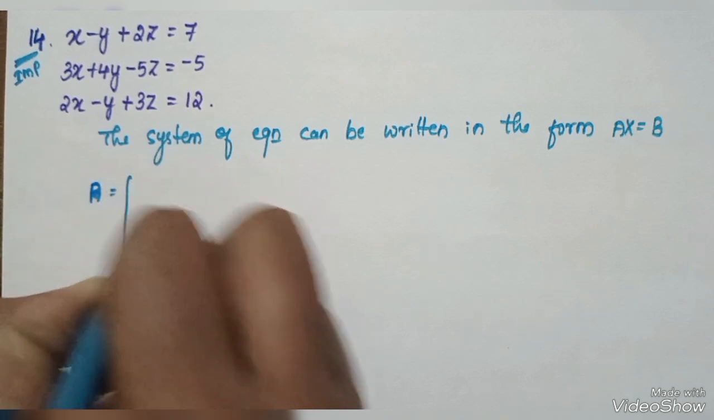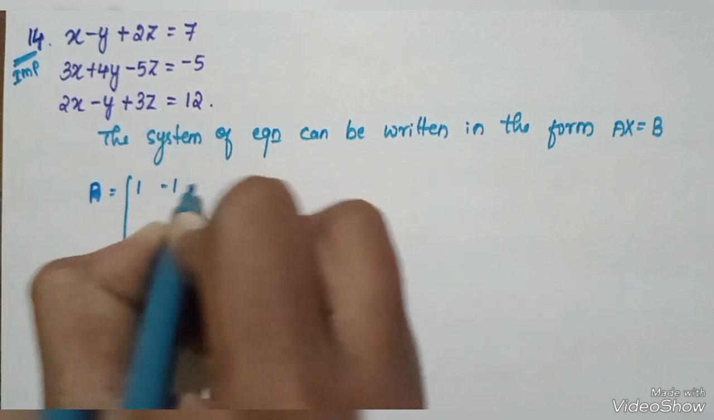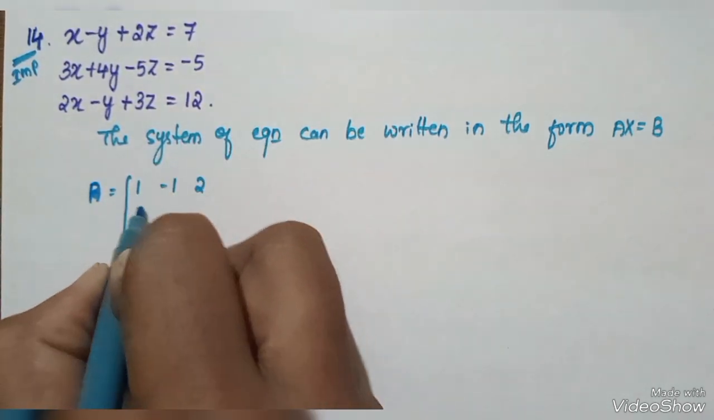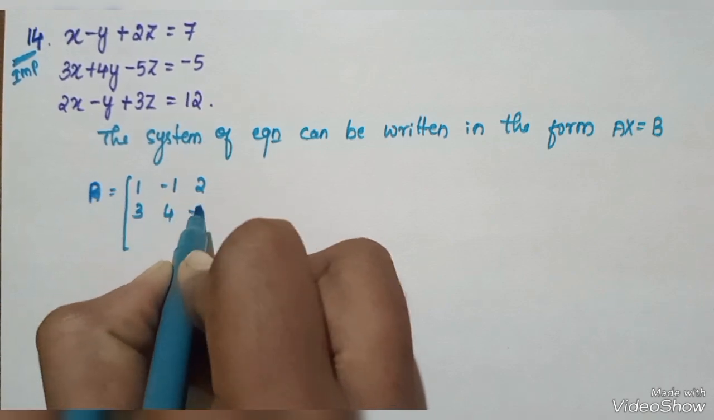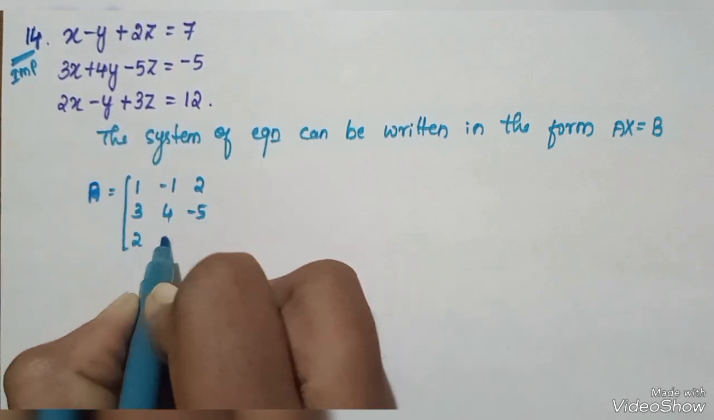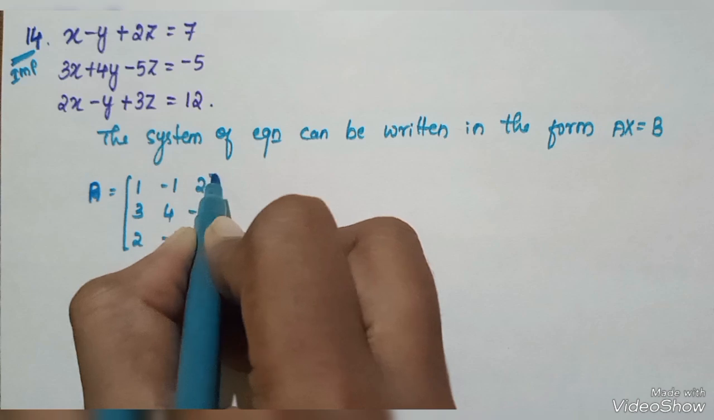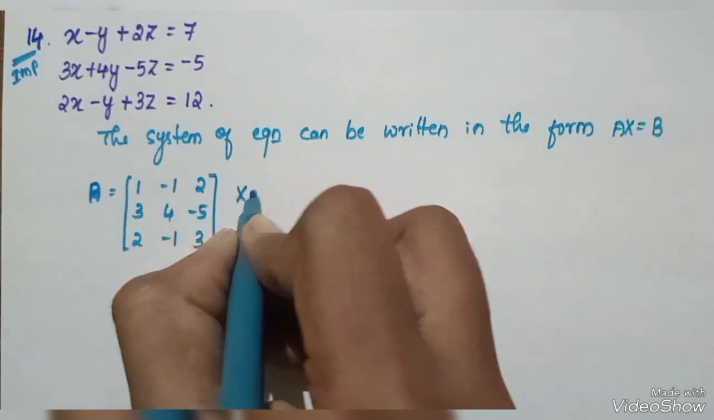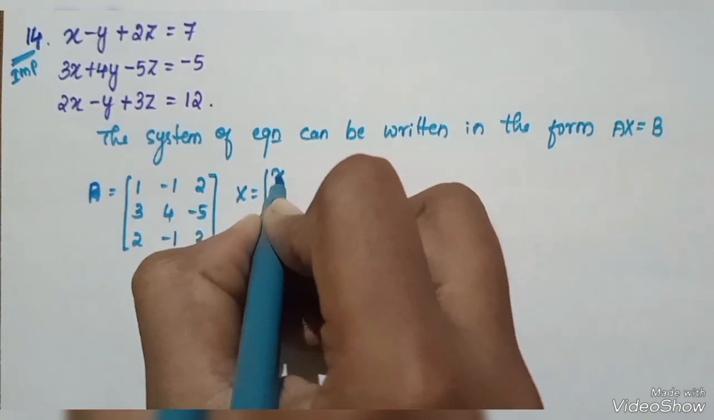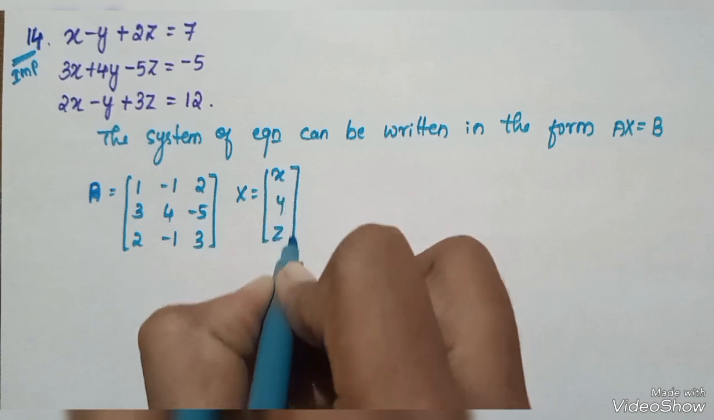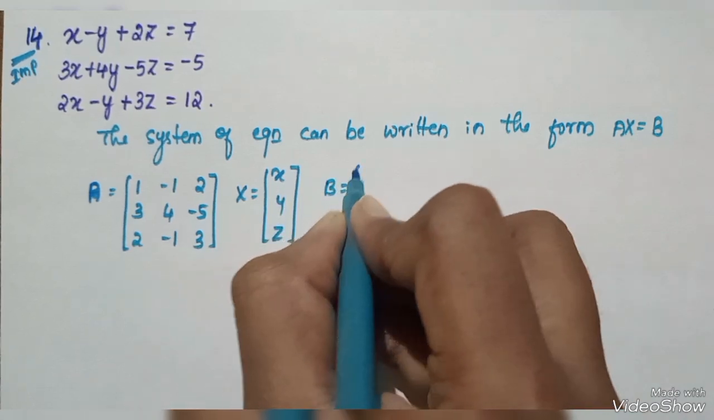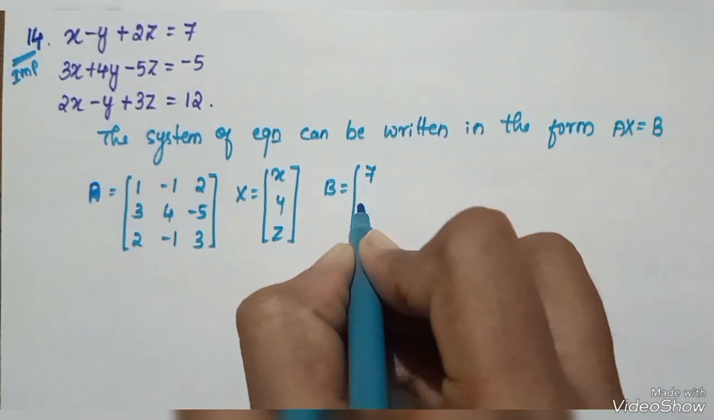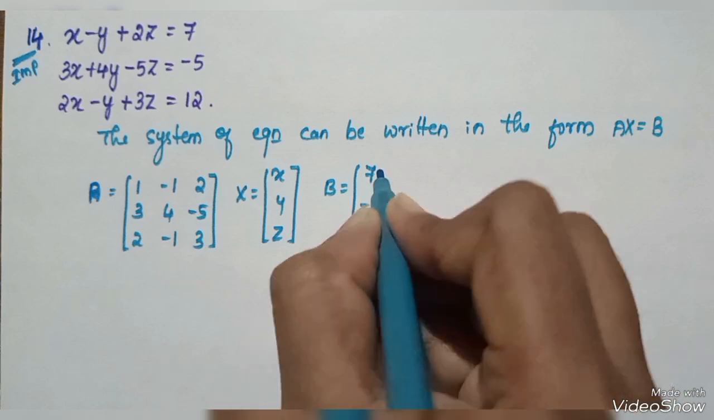containing the elements 1, minus 1, 2, okay, 3, 4, minus 5, 2, minus 1, 3, and X is a matrix of the variables x, y, z, and B is a matrix containing the values 7, minus 5, 12.